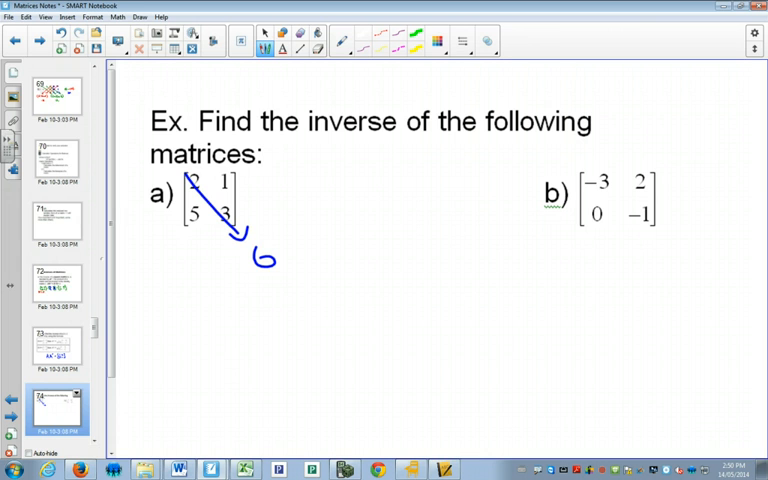Determinant will be 6 minus 5, so the determinant will be 1. So if this is A, our inverse would have a 1 over 1 out in front, which won't do anything, right? These two will get switched, 3 and 2. These ones will become negative, and that's the inverse.